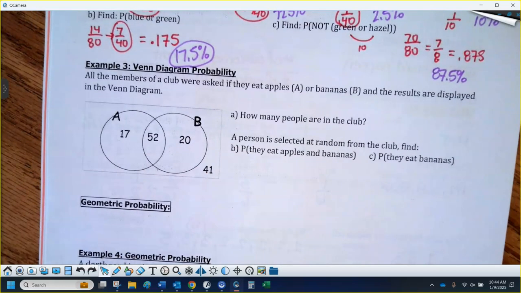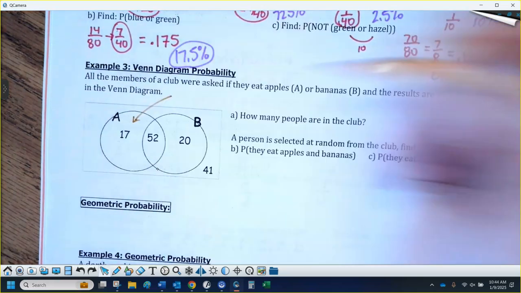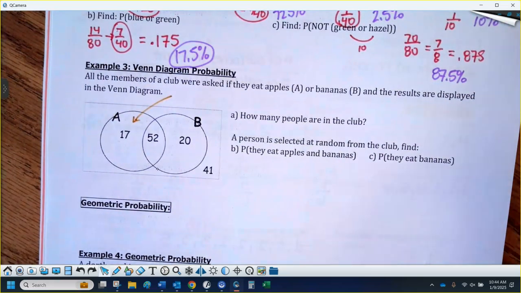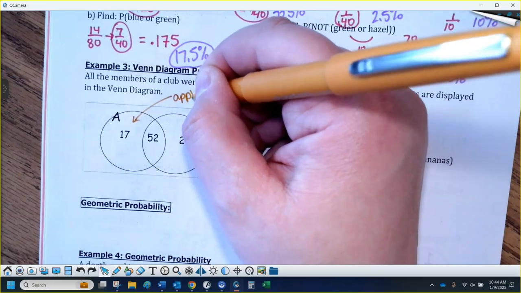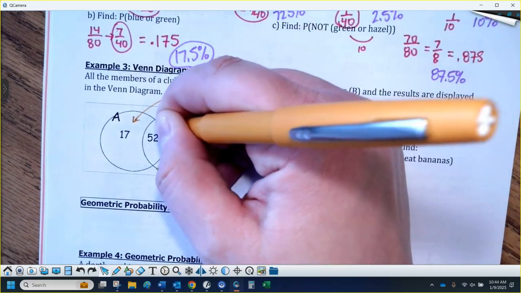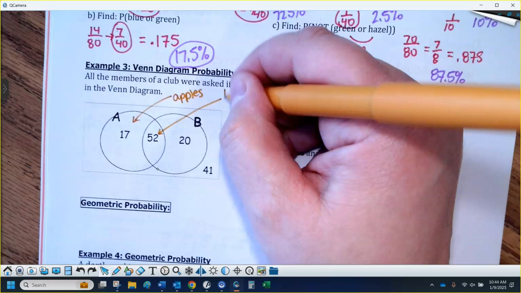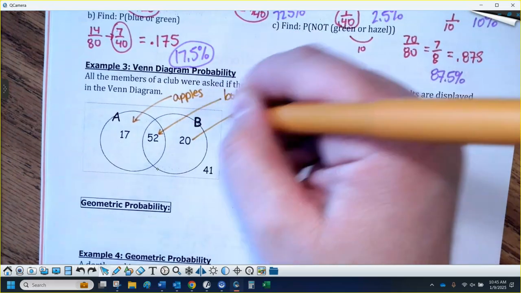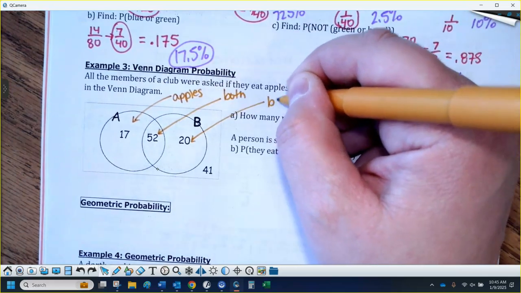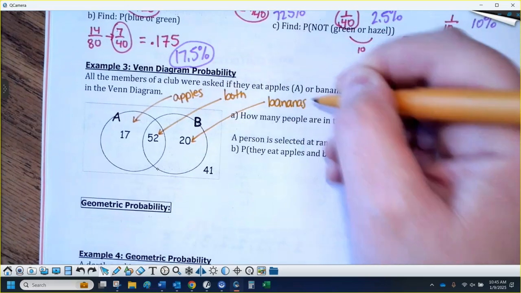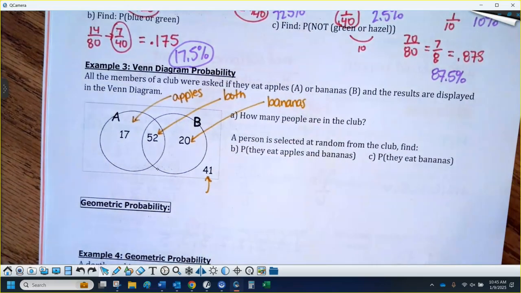Before I do this, let me ask you. What does the 17 mean? These people like just apples. Okay, what is the 52? Both. Okay, you guys get this. The 20 would be those people who just like bananas. And what about this weird 41 down here?